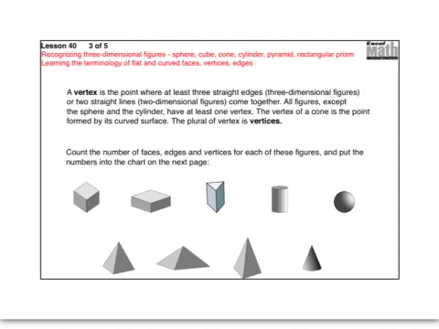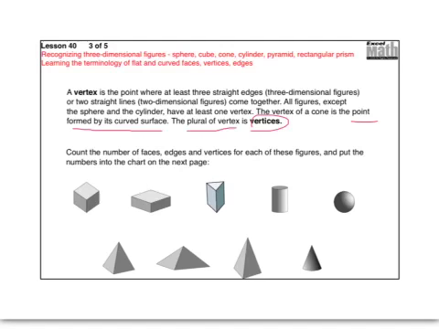A vertex, the next term you need to know, is a vertex. A vertex is the point where at least two straight edges on three-dimensional figures, or two straight lines on two-dimensional figures, come together. All figures except the sphere and the cylinder have at least one vertex. The vertex of a cone is the point formed by its curved surface. The plural of vertex is vertices. We don't say vertexes. The plural, or more than one vertex, are called vertices.